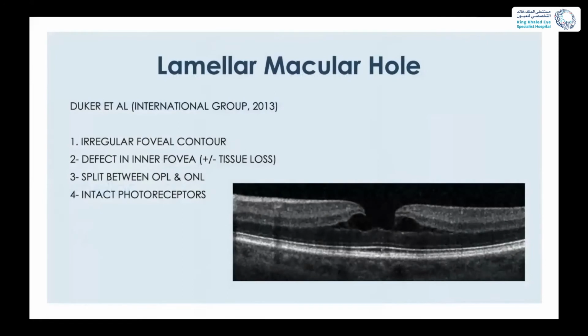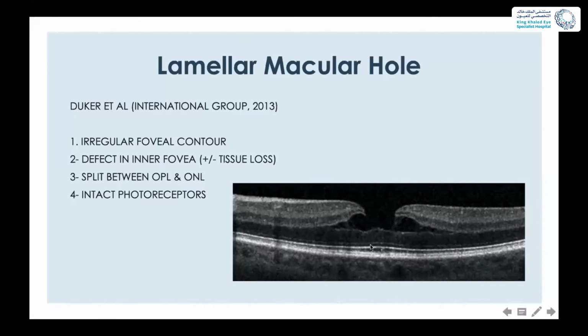Before we answer our question, this is the definition of lamellar macular hole according to the International Classification Group. To have a lamellar macular hole, the OCT should contain, first, an irregular foveal contour, and second, a defect in the inner fovea with or without tissue loss. And the third one, the split between the outer plexiform layer and the outer nuclear layer. And the fourth one is intact photoreceptors. Intact photoreceptor doesn't mean that the photoreceptor is not disrupted, but it means there is no discontinuation of the photoreceptor.